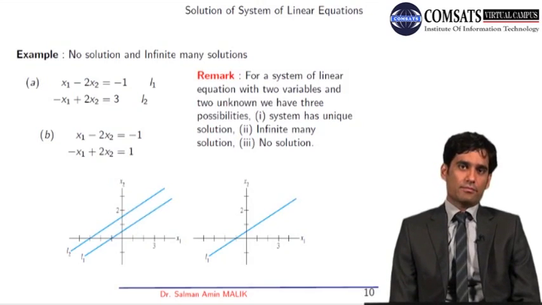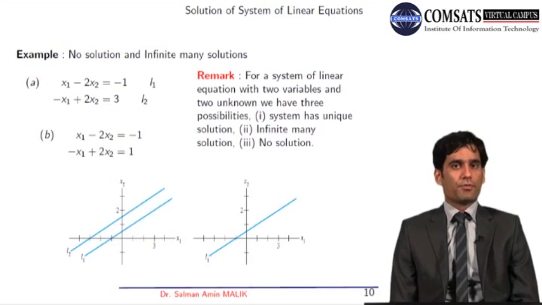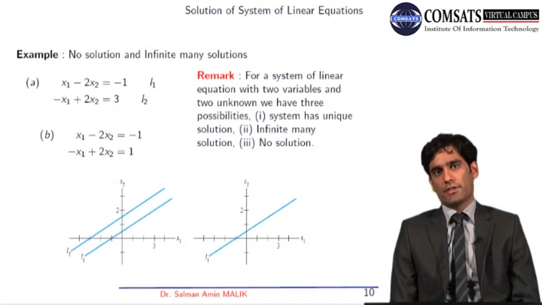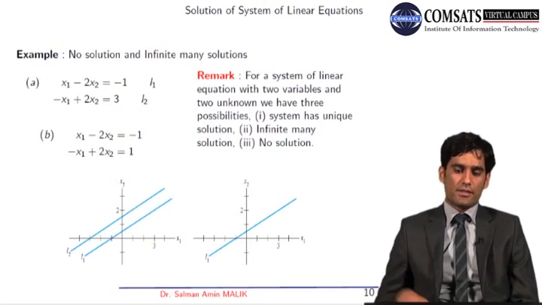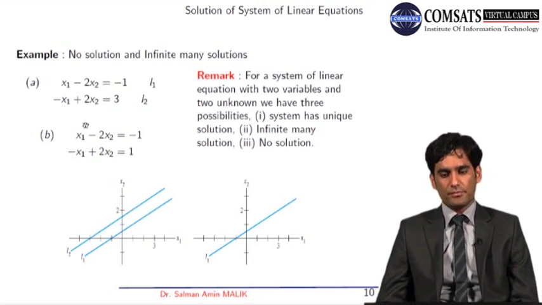Now the question arises: we have considered the system of linear equations with two variables and two equations. Can we have the same phenomena for any system of linear equations in which we have different numbers of variables and different numbers of equations? Let's see on the slide. So this is the remark which I have explained to you. For a system of linear equations with two variables and two equations, we have three possibilities.